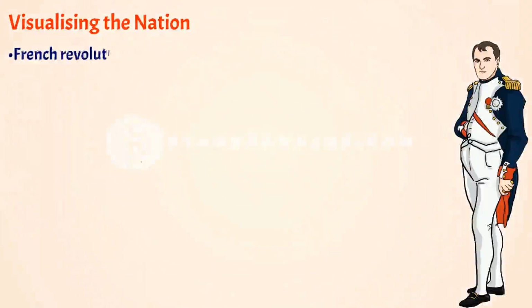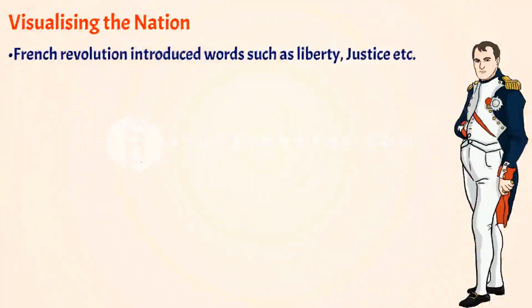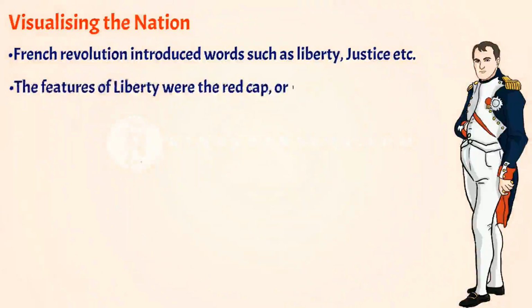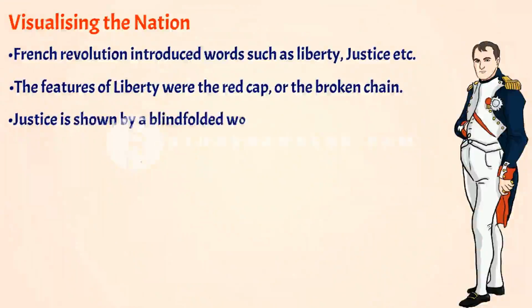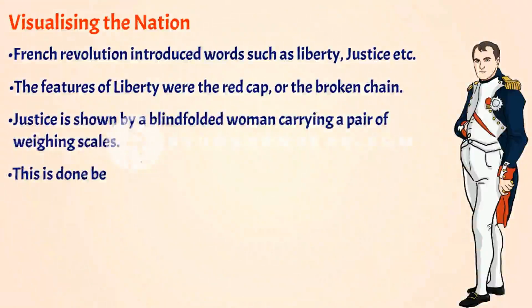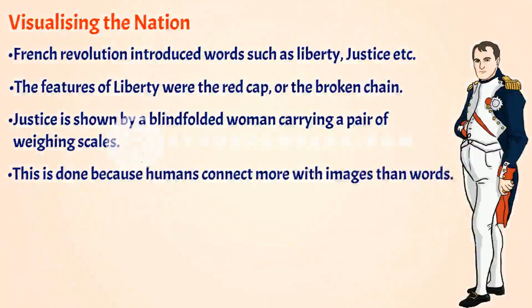In 9th class, in the chapter French Revolution, we have studied the political words such as justice, liberty, equality, which were represented through symbols. The features of liberty were the red cap or the broken chain, while justice is shown by a blindfolded woman carrying a pair of weighing scales. Why was this done? Because we connect more with images than words, and also it helped in spreading the ideas among the masses which could not read and write.